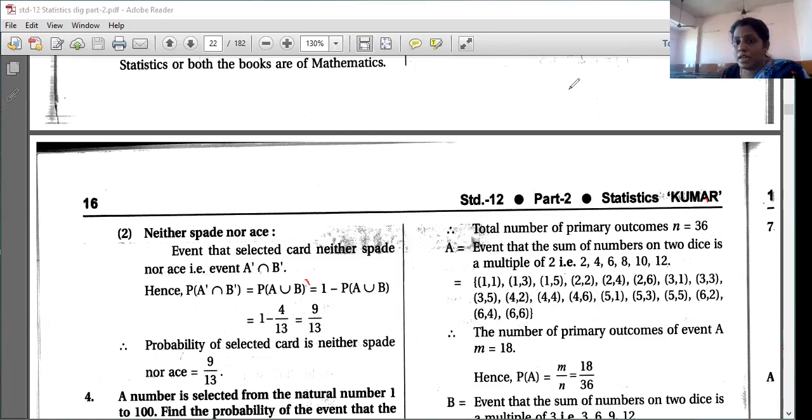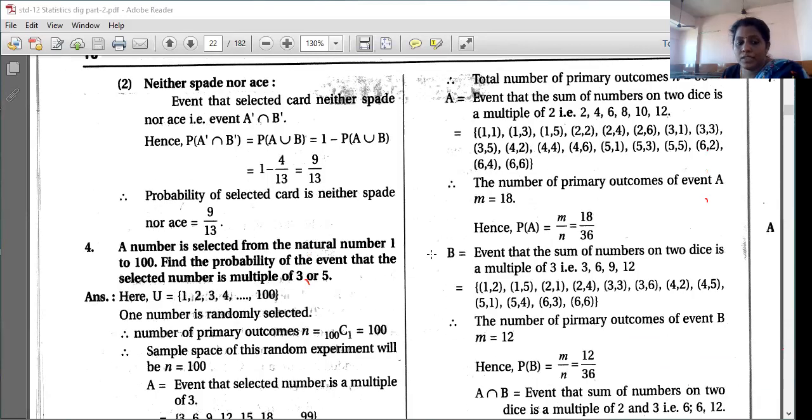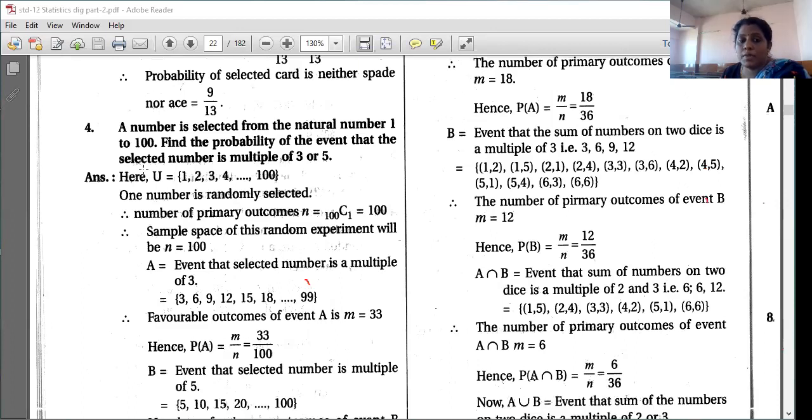Got it? Now next is your fourth question. A number is selected from the natural numbers 1 to 100. Find the probability of the event that the selected number is a multiple of 3 or 5. Total 100 numbers, after that one number is to be selected. So your total outcomes come to n equal to 100C1, that is 100. So your n is 100.